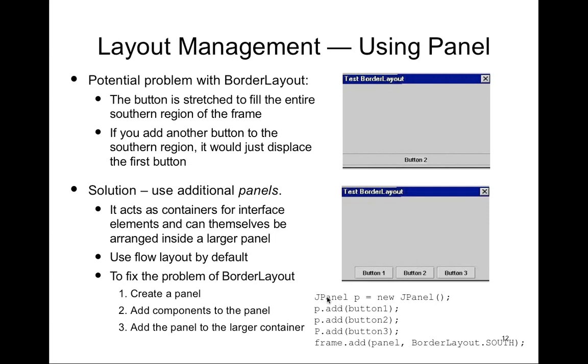So what we've got here is a JPanel p. You're making an instance of this object JPanel. It's going to be equal to a new JPanel. And you're going to go p.add this button, p.add this button, p.add that button. And then frame.add the panel to the border layout, but on the southern region. So instead of making it left or right, you're going to make it southern. So it's down south, so it's on the bottom.